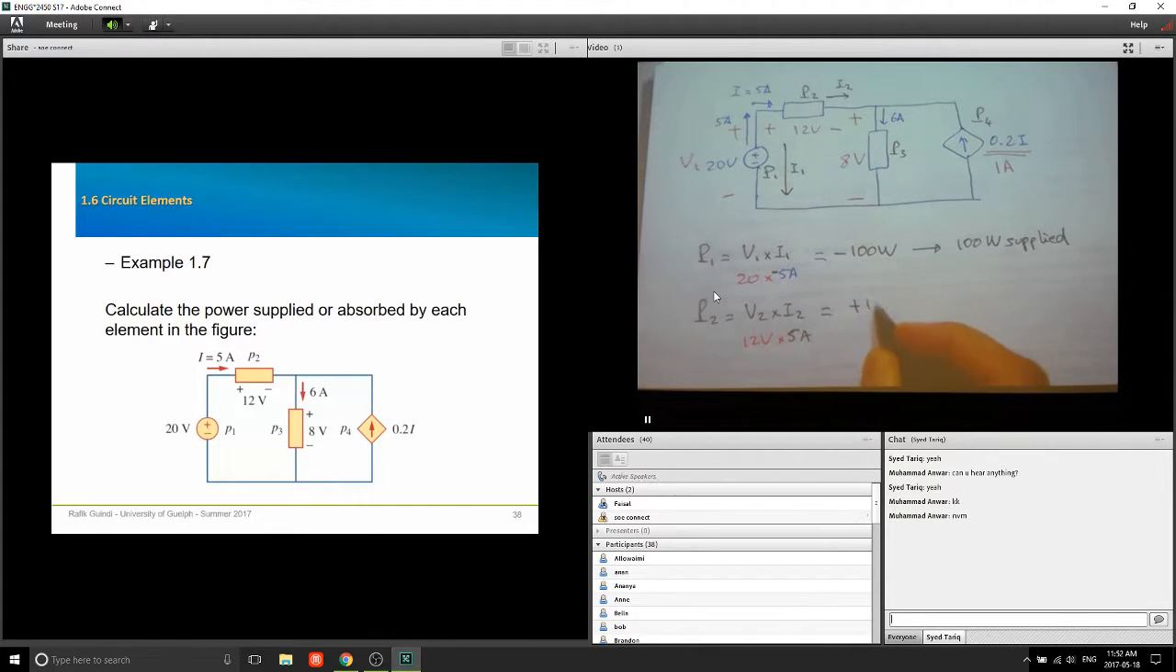So that's plus 12 watts. I have 12 watts consumed. What do I say? Yes, 12 times 5. Sorry, 60. 60 watts consumed. Okay.